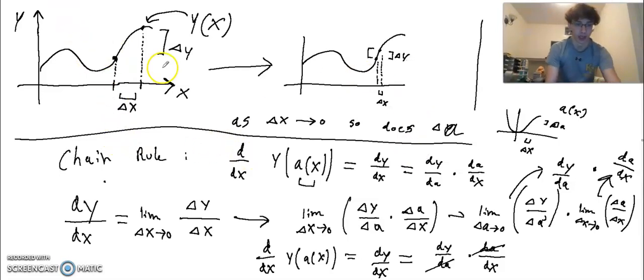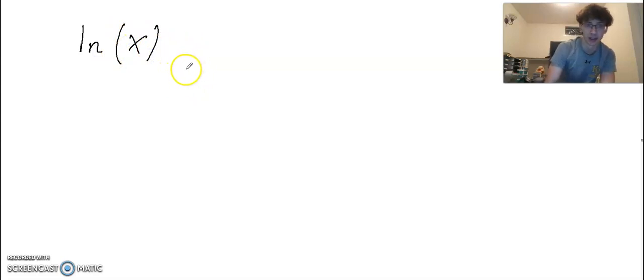With that out of the way, let's just go through a couple examples. I think next video we're going to go over derivatives of sine, cosine, that stuff, and then we'll go into the product rule. But let's just go back to our simple ln of x.